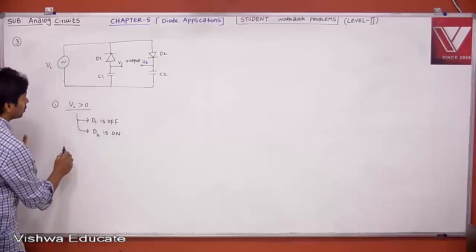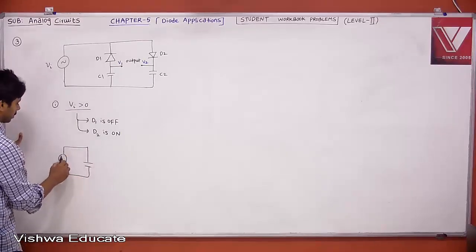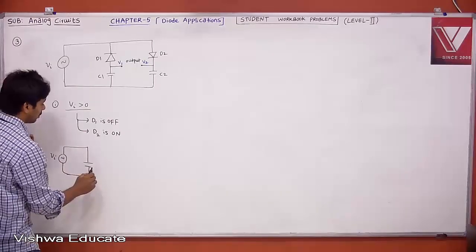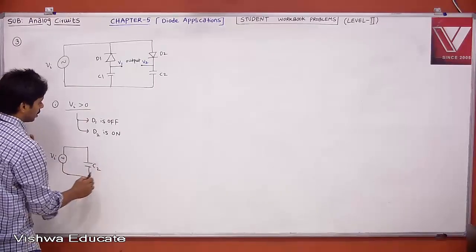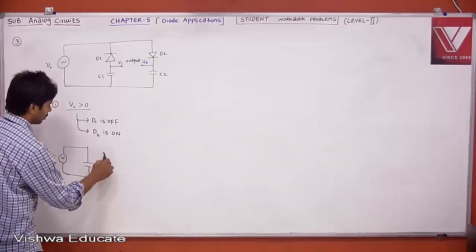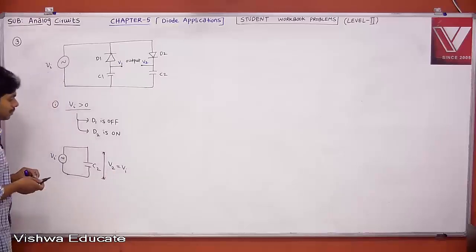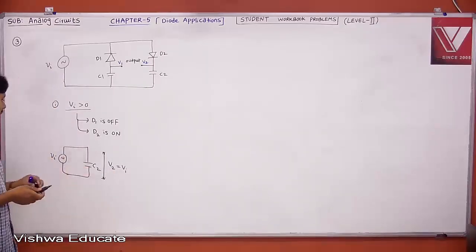Then what is your circuit? This is simply this. Let us say this is your Vi, then this is your capacitor C2. Then what is your V2? This is the voltage across the capacitor only, V2. Therefore V2 is equal to Vi. It is following this. Your capacitor will charge as it is.